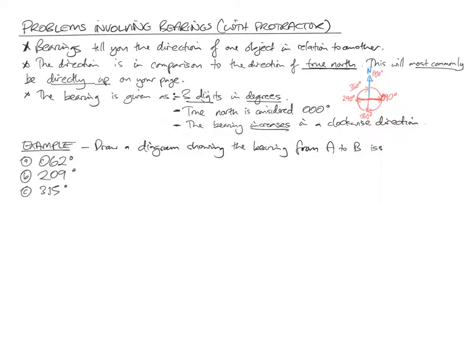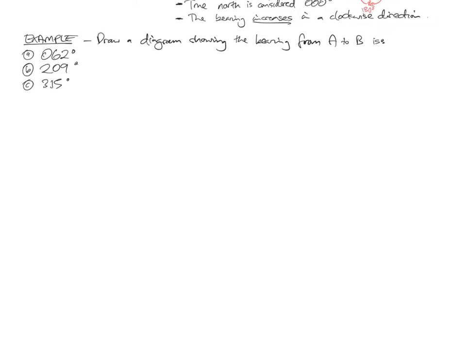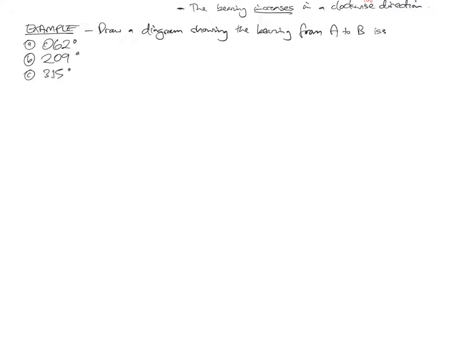Now let's do some examples and how to use the protractor to do this. So let's say you're asked to draw a diagram showing the bearing from A to B. From the points A to B is 062 degrees, so 62 degrees, 209 degrees, and 315 degrees. So what we start off with is the point. Let's say A was this point here, label it. So from A to B is 062 degrees.